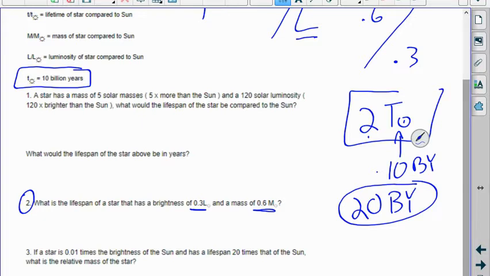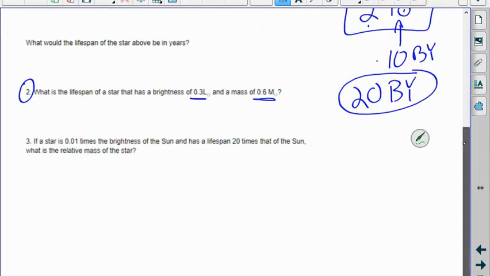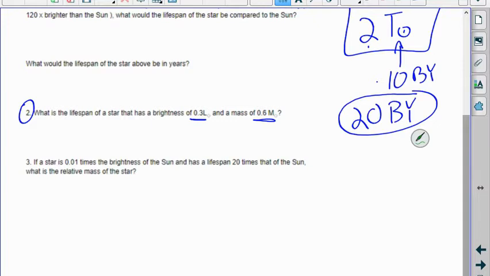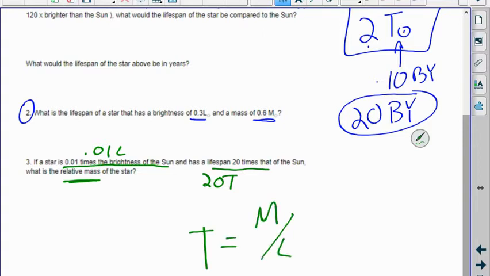Okay. For this one right here, this is written a little bit differently. If a star, so I'm going to move this down a little bit so we can see. If a star is 0.01 times the brightness of the sun, that's saying 0.01 L solar, okay? Has a lifespan of 20 times that of the sun. That's T, so 20 T, just think of it like that. And then it's asking for the relative mass. So again, if I just say T equals M over L, I'm giving you the T, I'm giving you the L, and I'm asking for the M.